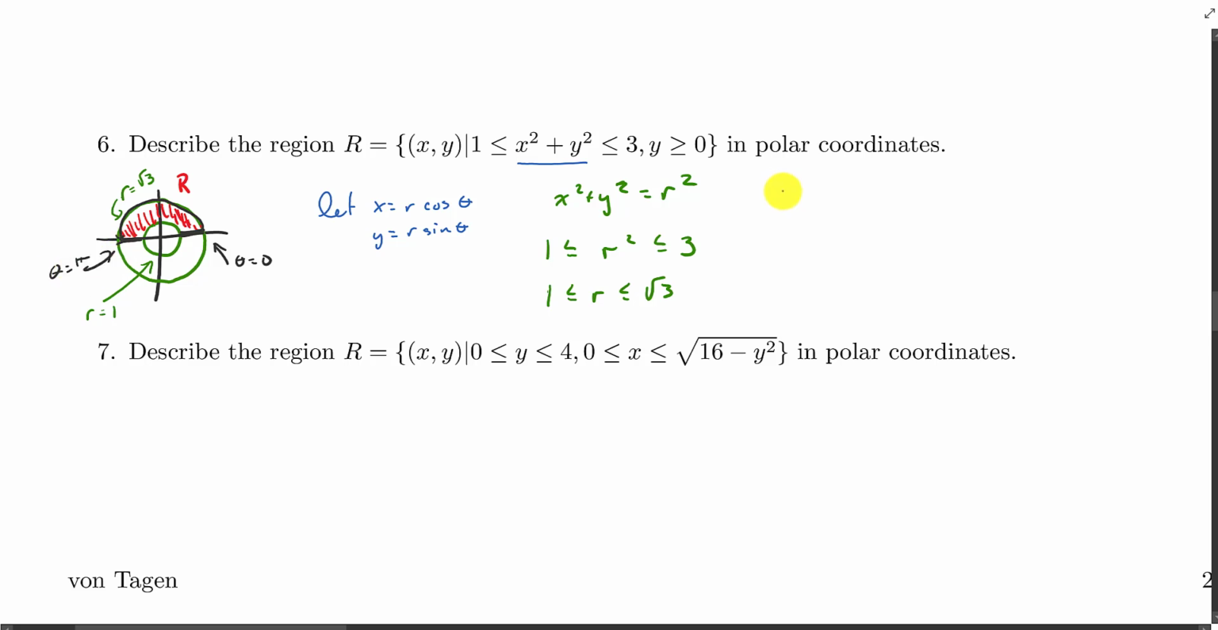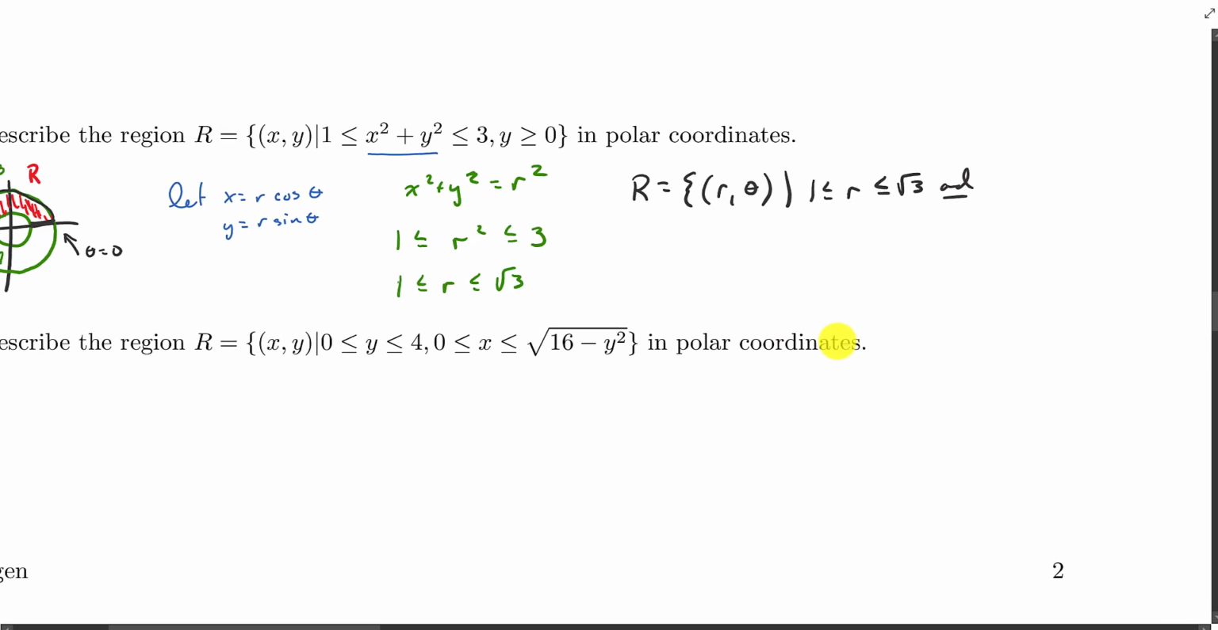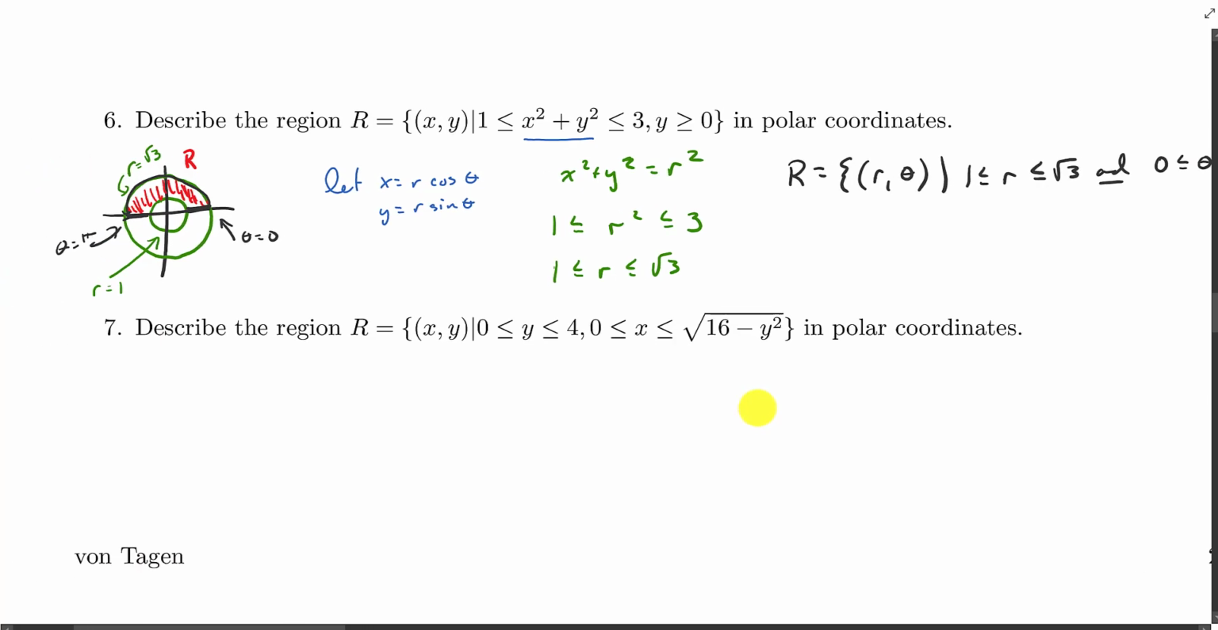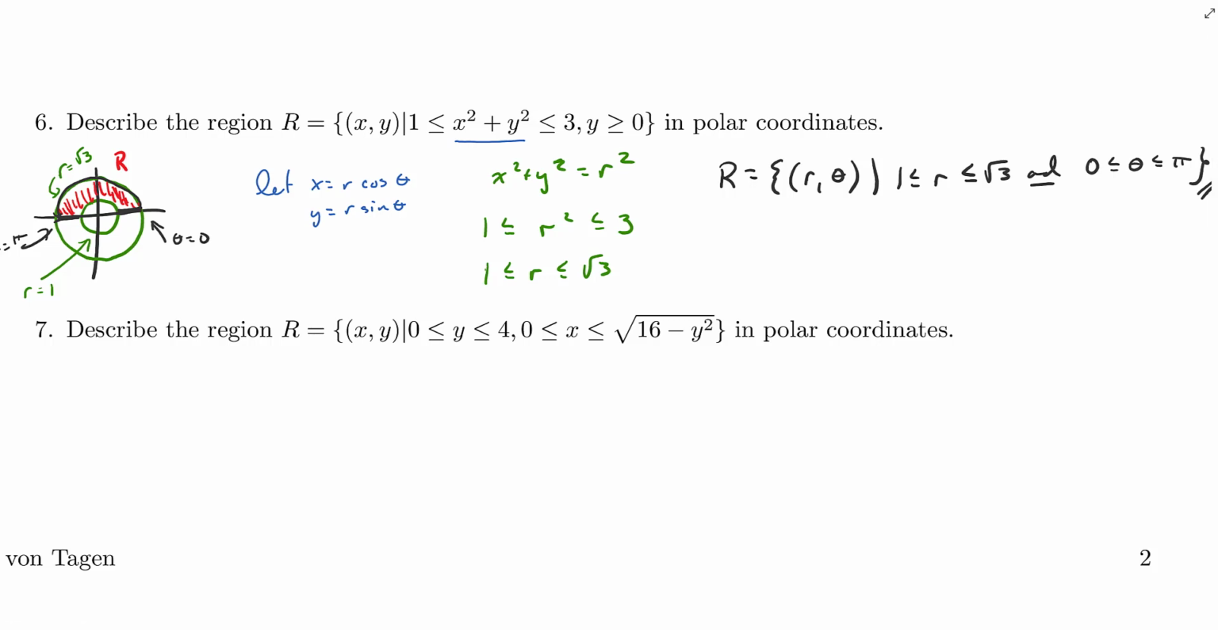So I think we're ready to go ahead and describe this region in polar coordinates. We've got R is equal to the set of polar coordinates r comma theta, such that we said 1 must be less than or equal to r, must be less than or equal to the square root of 3, and we need to have theta between 0 and 2 pi, or excuse me, 0 and pi. So we've got 0 is less than or equal to theta, which is less than or equal to pi. Okay. So I'd like you to now try number 7 on your own, and there will be a link there for you to click to check your work.